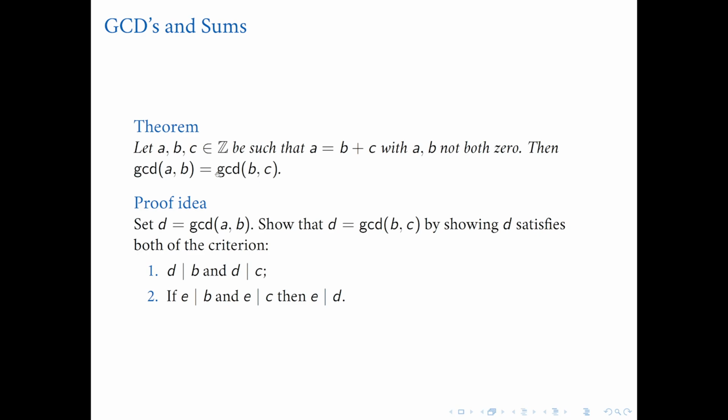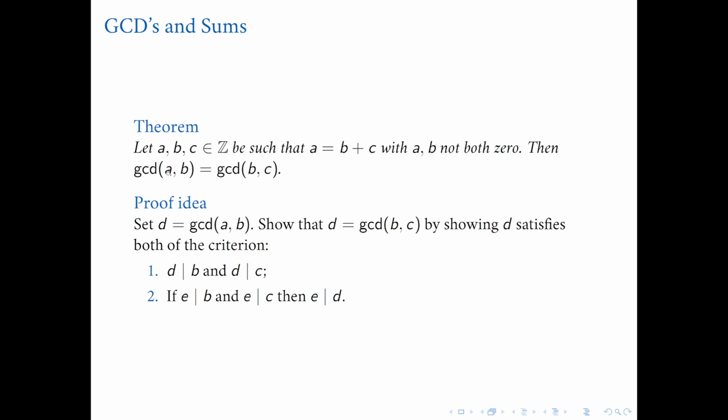Okay, so with that hypothesis that they're not both 0, when you have this happening, if you have a common divisor of a and b, then that's also a common divisor of b and c. And the greatest common divisor of a and b is the greatest common divisor of b and c. So the proof idea is we need to show that the GCDs are the same.